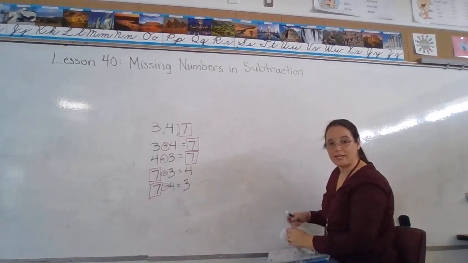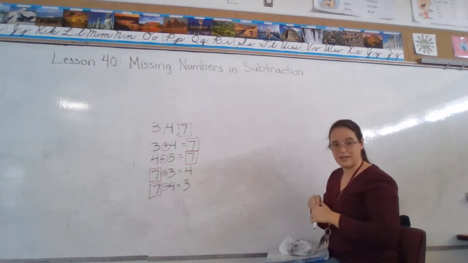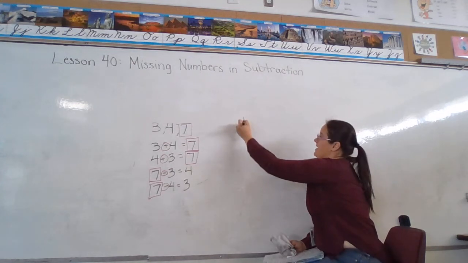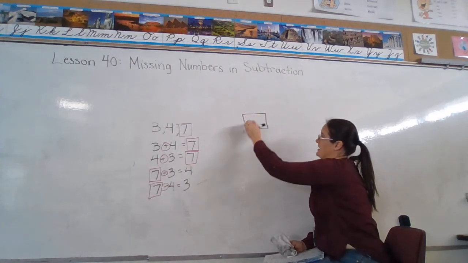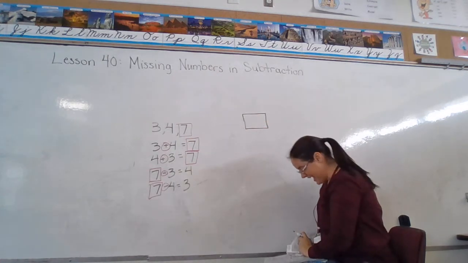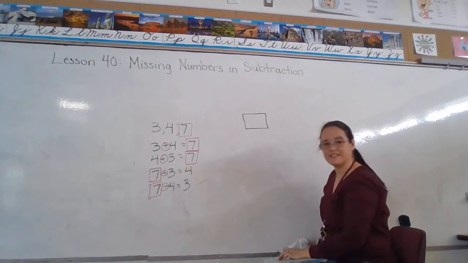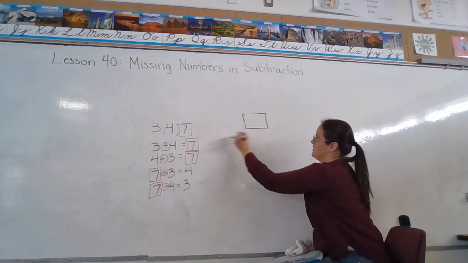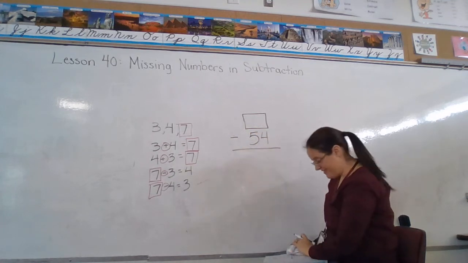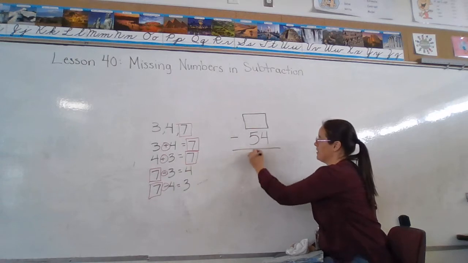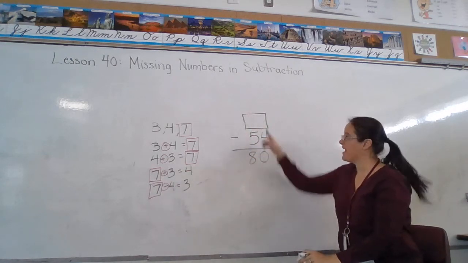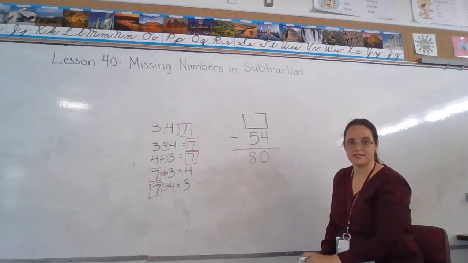Okay, Carson had a big bag of marbles. Does it tell us how many he had? How many he started with? No, it does not. So I have my big empty bag of marbles because I don't know what number goes in there. He gave 54 marbles to his best friend. And then he had 80 marbles left. So here's my problem. It's set up. I have to figure out what goes in the box.